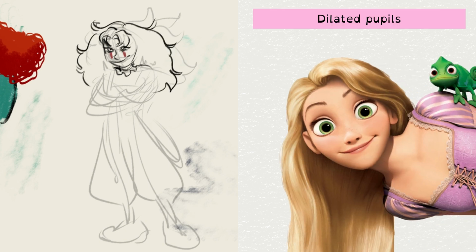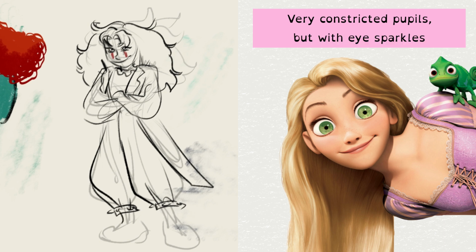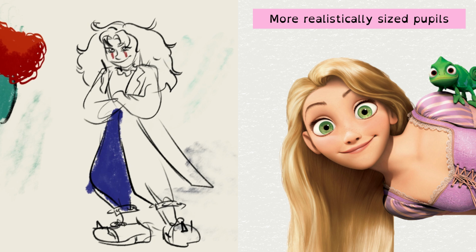That's the reason why Disney characters' pupils look dilated as heck. Look at Rapunzel here. When you have a smaller pupil and a light iris, you can have a very different effect and expression. But of course, we can offset the scary effect with eye sparkles. It makes a world of a difference. Okay, moving on from the character design tangent.